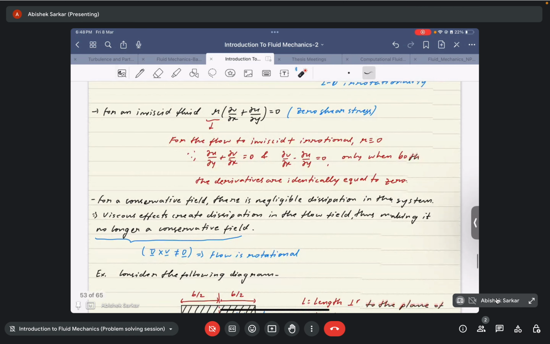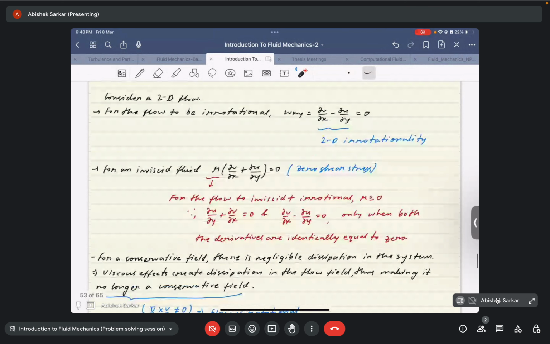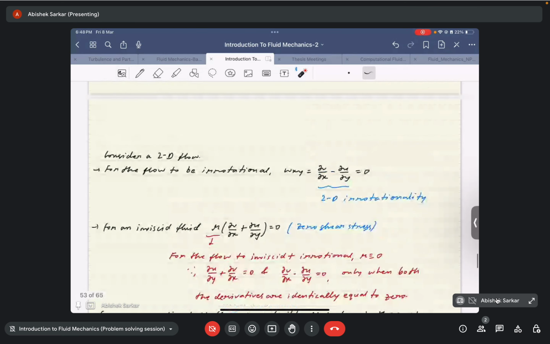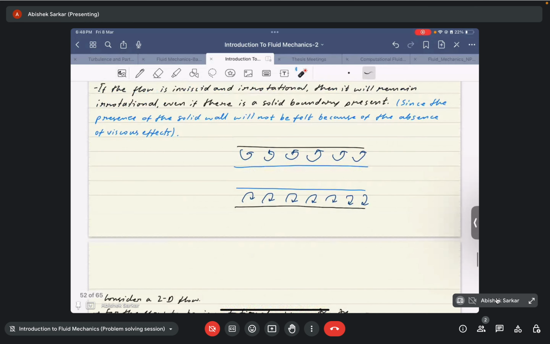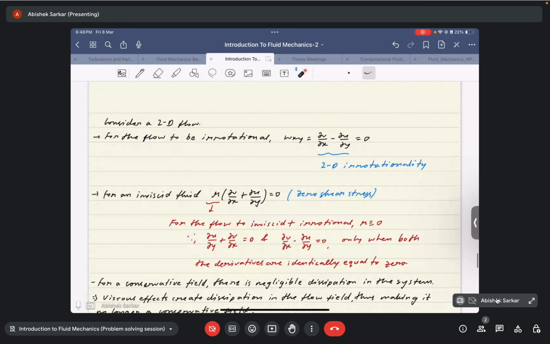So this is what is being discussed here. This is just the explanation, or the mathematical description, of the above statement. If you consider 2D flow, for the flow to be irrotational, we need the angular velocity to be 0. So ∂v/∂x minus ∂u/∂y is equal to 0 for the 2D case.